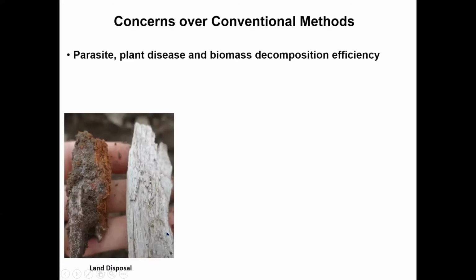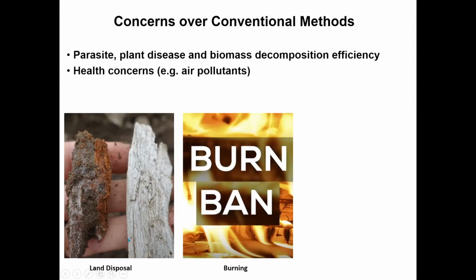For land disposal, maybe we will have some parasite problem, which will lead to plant disease. And the biomass decomposition efficiency is not very high via land disposal. We also have some health concerns, like if we burn the agricultural waste, we'll have lots of air pollutants. Especially in San Joaquin Valley, just a couple months ago, the California Air Resources Board just banned the future burning of agricultural waste in this area. So we also have some health concerns.